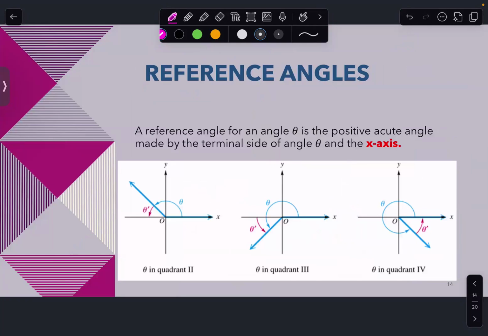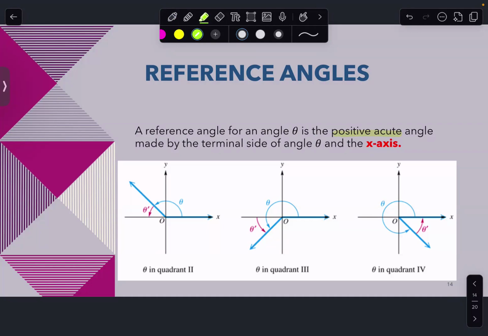So now let's talk about something called a reference angle. A reference angle for any angle theta is the positive acute angle made by the terminal side of angle theta and the x-axis. So you guys notice here we have some diagrams, and as I read that description, you may have thought, why is it positive and why is it an acute angle, right?